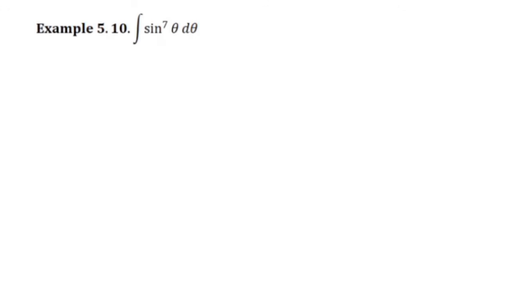Example 5.10, we have the integral of sine to the 7th theta d theta. So this would fall to type 1. So ano yung sabi ng type 1? We will factor out n minus 1 dun sa exponent natin. If we have the sine of 7 theta, that would be sine to the 6th theta sine theta.